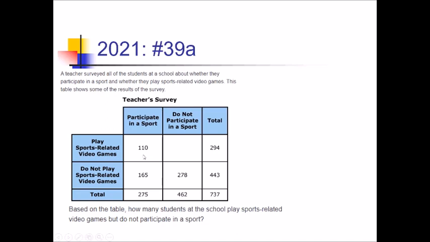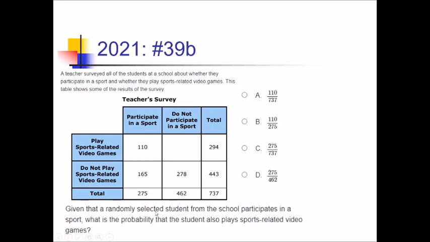And then 110 plus something equals 294. So to figure out what this something was, we just have to do 294 minus 110, which you can use a calculator for if you want. That's going to end up being 184 students.